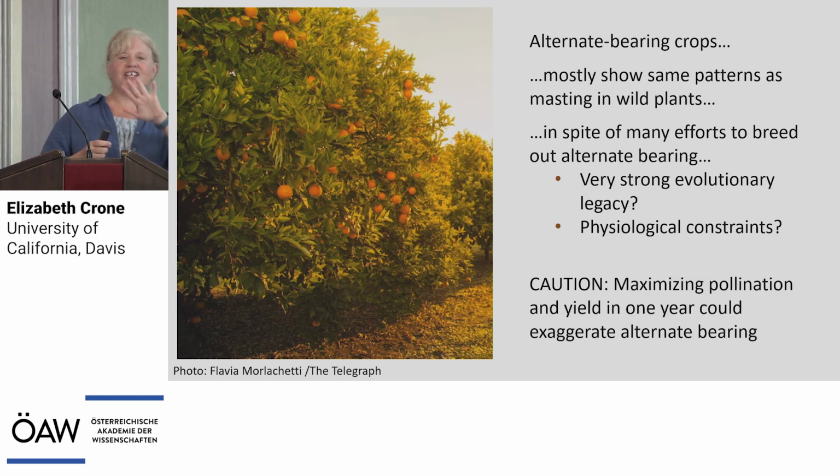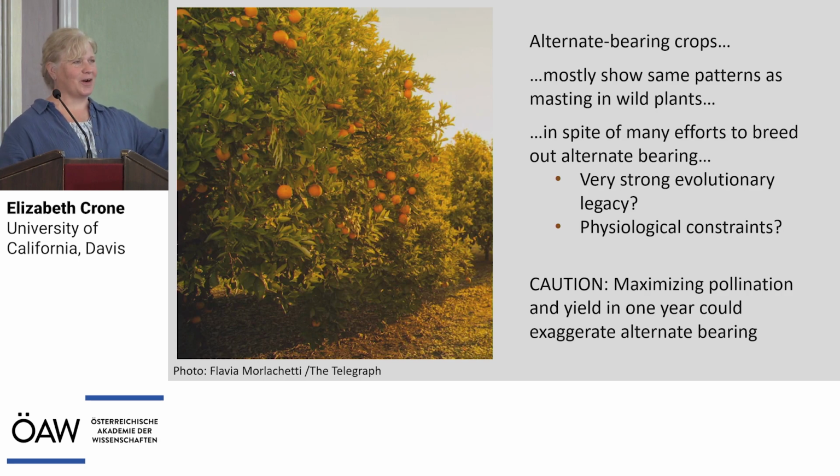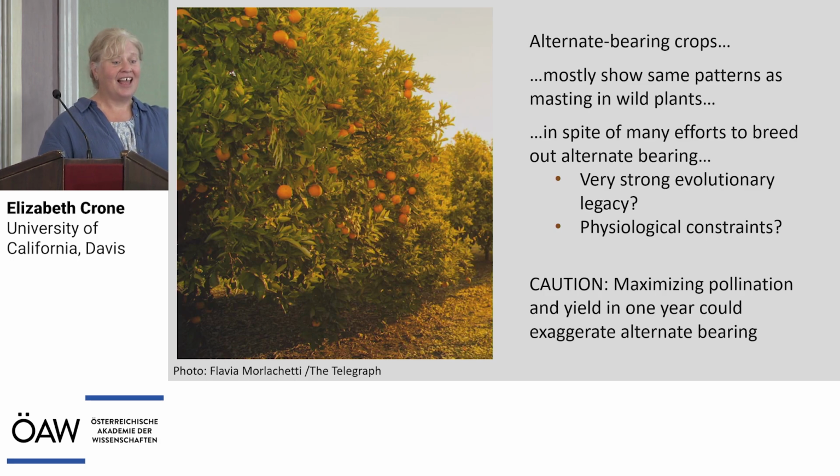So one caution here as an aside, again, for anyone who works on orchard crops, is that I also spend part of my time working with people who are interested in pollinator conservation. And one caution is that maximizing pollination and yield in one year could exaggerate alternate bearing in other years by making the high years higher and potentially the low years lower.